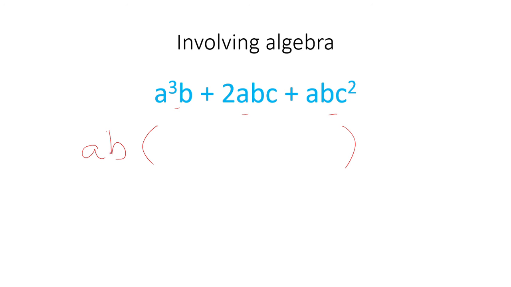Okay, so what do I multiply AB by to get to A cubed B? That's going to be A squared. What do I multiply AB by to get to 2ABC? That's going to be 2C. And finally, what do I multiply AB by to get to ABC squared? That's going to be C squared.